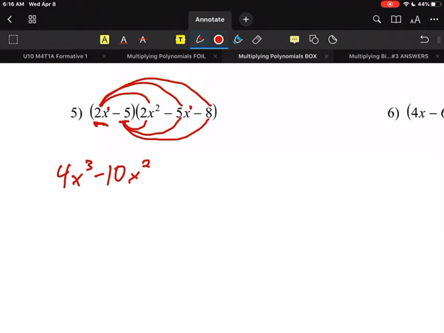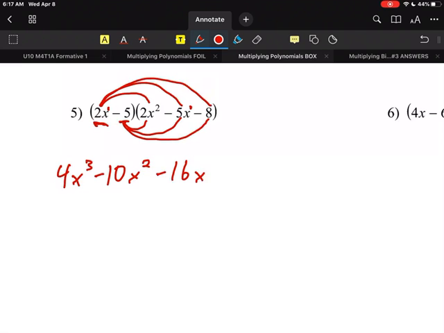And then 2x times negative 8. The 2 times negative 8 is negative 16. And since there's only 1x, there's 1x there. Okay? That's just the first part. Now I got to multiply the negative 5 times everything over there as well.